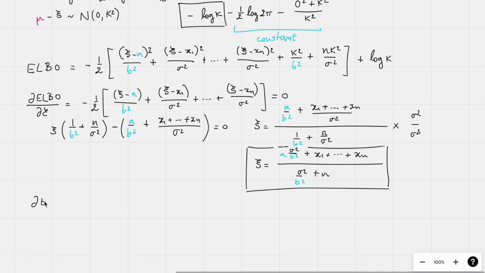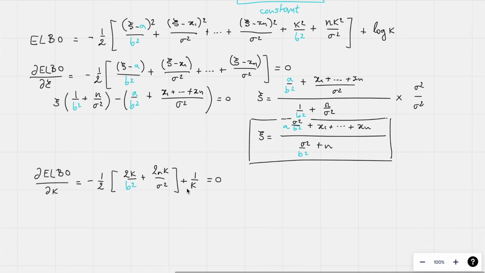So we differentiate the ELBO with respect to kappa, and we obtain that this bit here does not depend on kappa at all. So what we obtain is minus 1/2, and here we have 2 kappa divided by b squared, and here we obtain 2n kappa divided by sigma squared. And that log kappa here gives 1 over kappa. And that here has to be equal to 0.